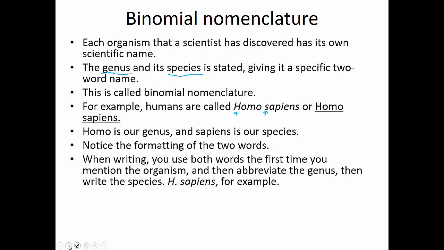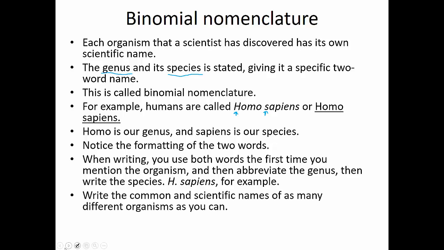When you are writing this, you use both words the first time you mention an organism, whether it be in a lab report or in an article review or just answering a question. And then you abbreviate the genus and write the species. So for Homo sapiens, you would write Homo sapiens out the first time, and then after that, just a capital H and a lowercase sapiens, either italicized or underlined. And again, that's how it's done, so you have to remember that.